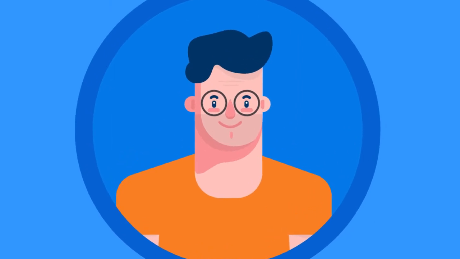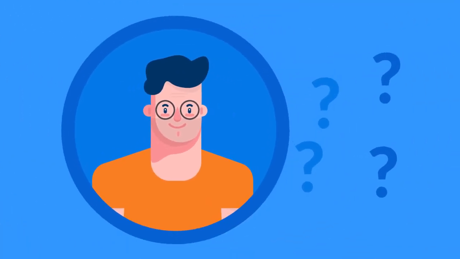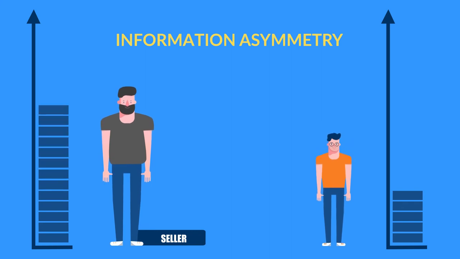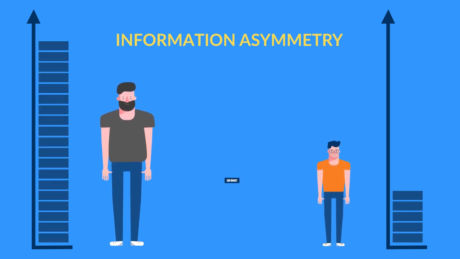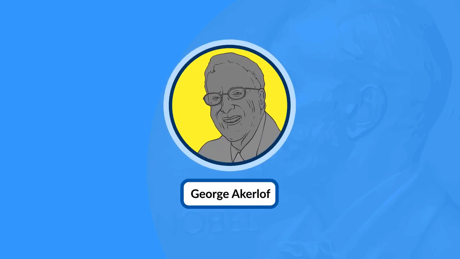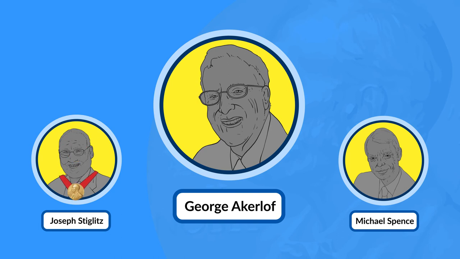Another concept Akerlof also explained for the first time is information asymmetry. It is a situation in which one party in a car sale transaction has a decisive advantage over the other and can use this knowledge to its advantage at the expense of the buyer. In 2001, Akerlof and two other economists received the Nobel Prize in Economics for analyzing markets with information asymmetry.